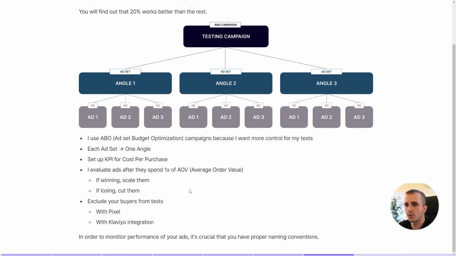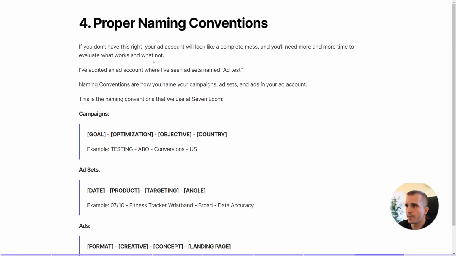But once you push all these ads and you have your structure for the testing, in order to monitor your performance and to see what works and what doesn't, it's crucial that you have proper naming conventions, which we will cover next. So what are proper naming conventions? If you don't have this right, your ad account will look like a complete mess and you will need more and more time to evaluate what works and what not.